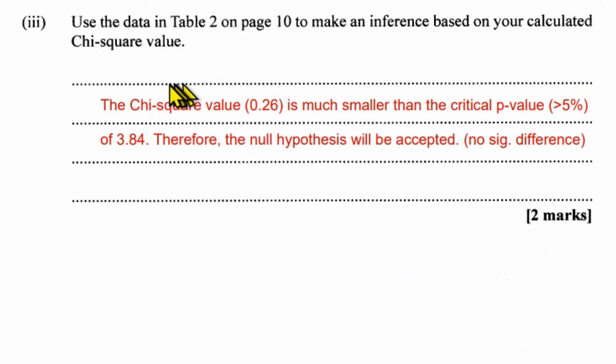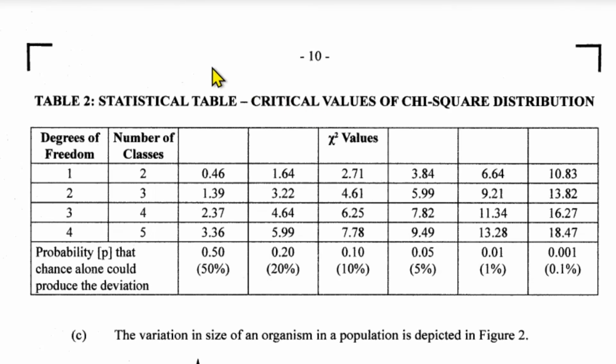The next part is to use the data in table 2 on page 10 to make an inference based on your calculated chi-square value. So our chi-square value is 0.26. Let's look at this graph and try to make sense of what's happening. The first thing we have here is degrees of freedom, which is basically the number of phenotypes we're dealing with minus 1. In this case we only had 2 phenotypes, round seeds and wrinkled seeds, so our degrees of freedom is only 1.